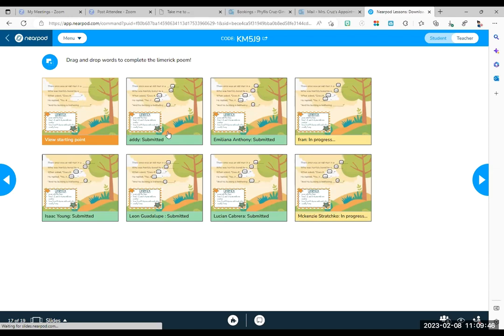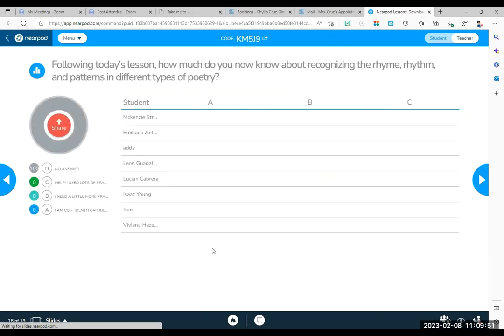Oh, wow, that was great, guys. You just wrote a poem. Following today's lesson, now how do you feel about recognizing the rhyme, the rhythm, the patterns, the rhyme schemes, all that in different types of poetry? You should feel a little more confident. But if you need help, let me know.